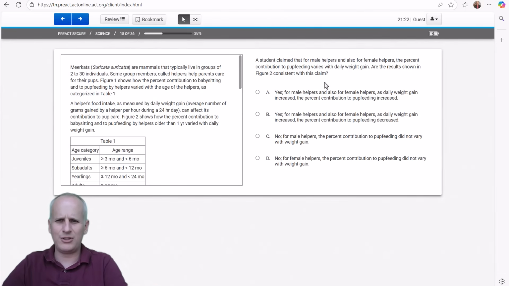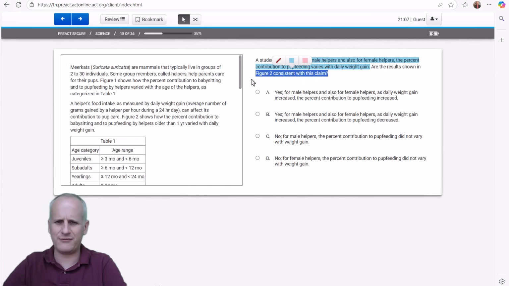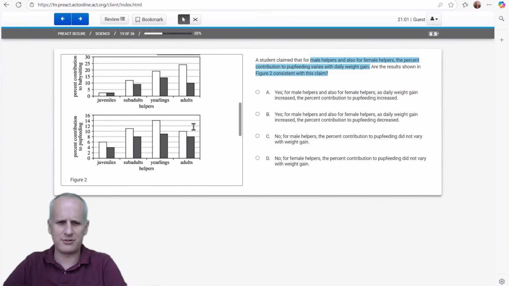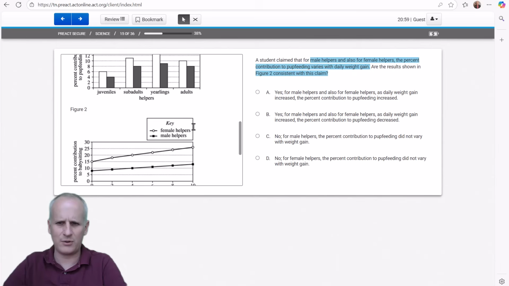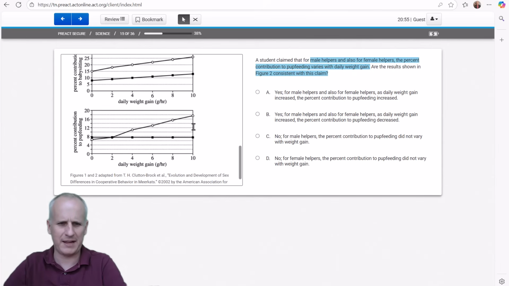Here we have a student claim that for male helpers and also for female helpers, the percent contribution to pup feeding varies with daily weight gain. Okay, so we're going to just highlight that. Right there. And we want to know, is figure 2 consistent with this claim? So we've got to go down to figure 2 and see whether contribution to pup feeding varies with daily weight gain. And so pup feeding is this bottom one.